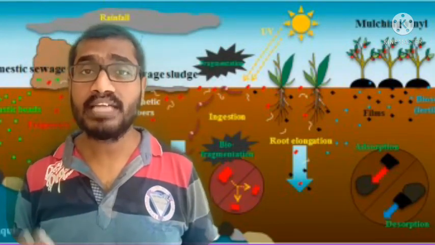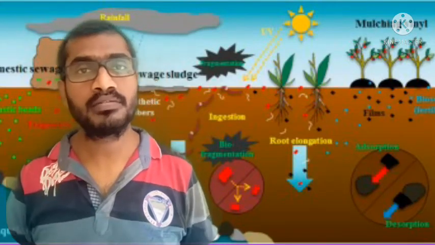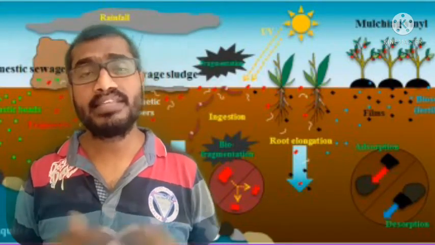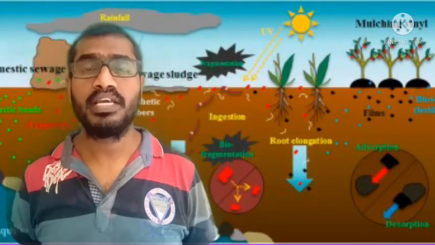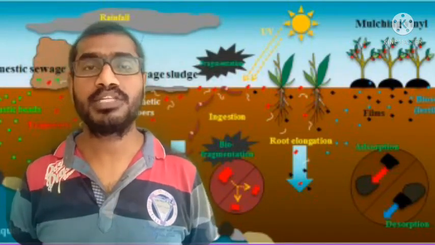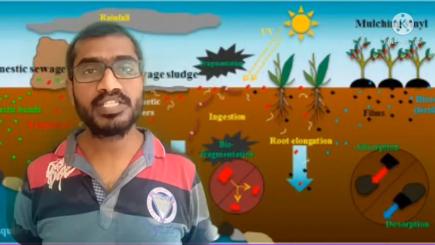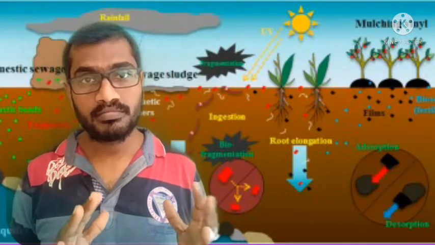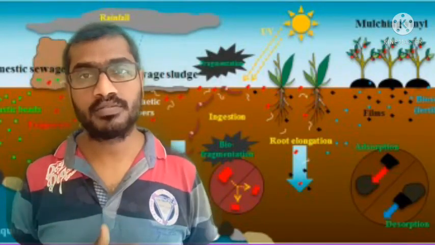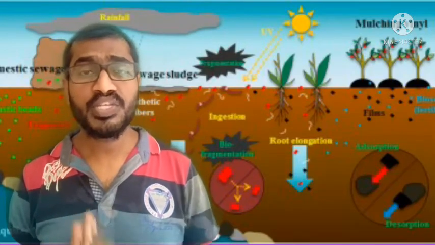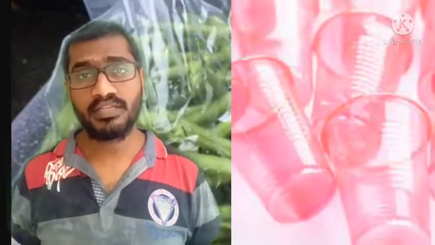That means those chemicals enter into our body and damage not only humans, but even other animals also drink that water, and that leads to depletion of the organisms. Okay, so in this way plastic is causing harm.